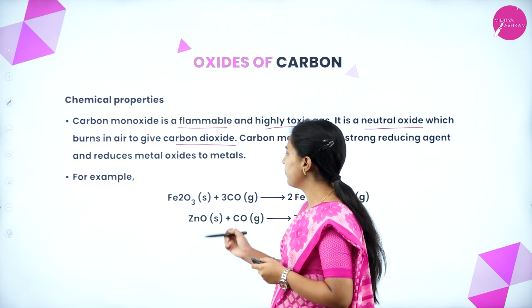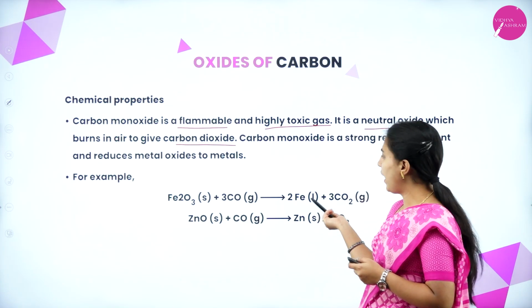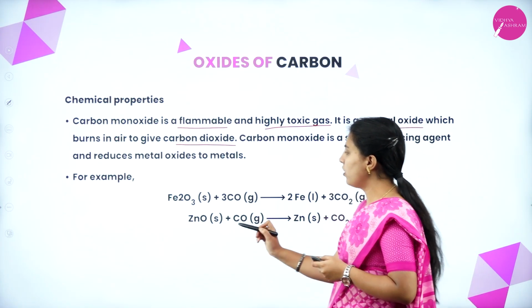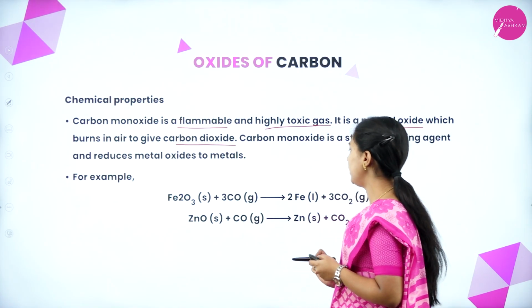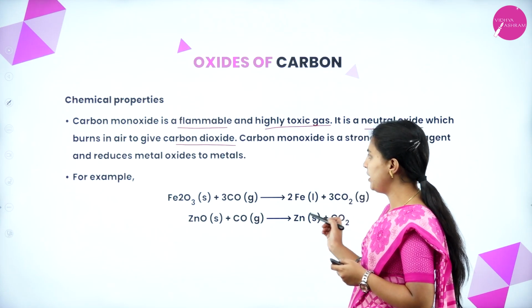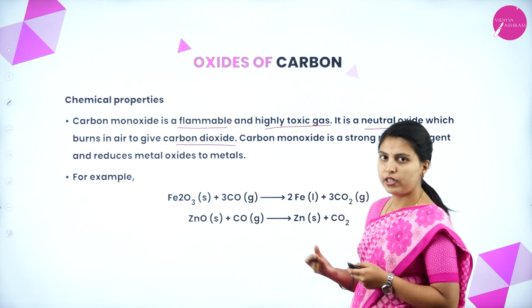For example, ferric oxide treated with carbon monoxide gives iron plus carbon dioxide. Zinc oxide treated with carbon monoxide will form zinc and carbon dioxide. This means it is converting metal oxides to metal.